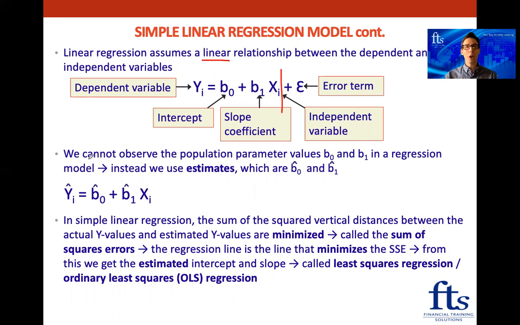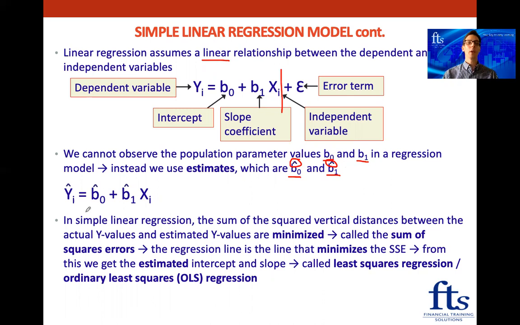We cannot observe the population parameter values B0 and B1 in our regression model because it is actually just too much information. So we can't actually get the population parameter values of our intercept and our slope coefficient. So what are we rather going to do? We're going to use estimates of them. When we've got a hat on top, let's call that a hat. Hat B0 is going to be the estimate of the intercept, and the hat on top of our slope coefficient is going to be an estimate of the slope coefficient.